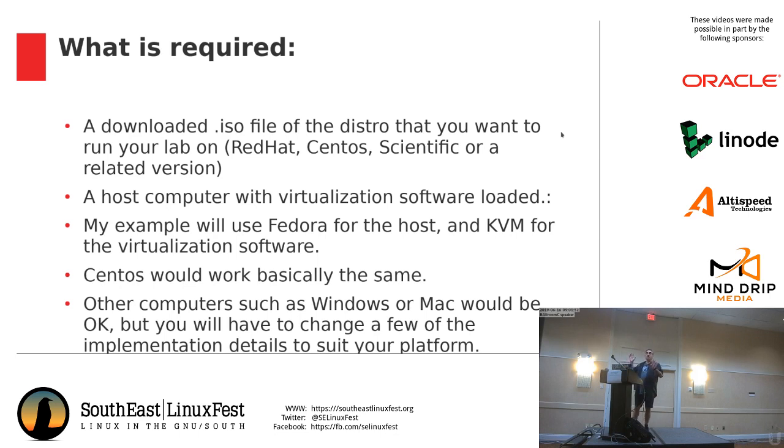We need a downloaded ISO file of the distro you want to use in your lab. For this example, we're using a Red Hat variant, so either Red Hat, CentOS, Scientific, or one of the Red Hat-based distributions. You need a host computer that already has your virtualization software installed. We're going to use Fedora for the host, because I have Fedora on my laptop, and we're going to use KVM for our virtualization software. Because it's built in, it's convenient, it also makes some of these steps a little bit easier. You could use CentOS, would look almost identical to this. You could use a different computer for your host if you wanted to.